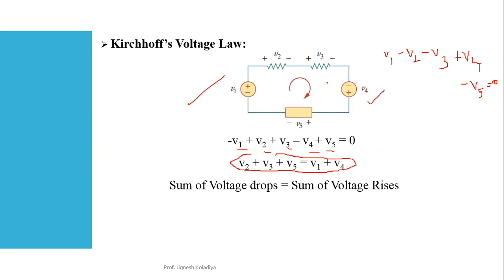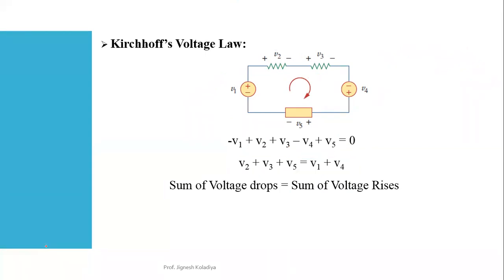That means these are the voltage rises, the sum of voltage rises, right? And here you can find the drop across the elements, so that is the sum of voltage drops, and both are the same. Okay, so this is Kirchhoff's voltage law.